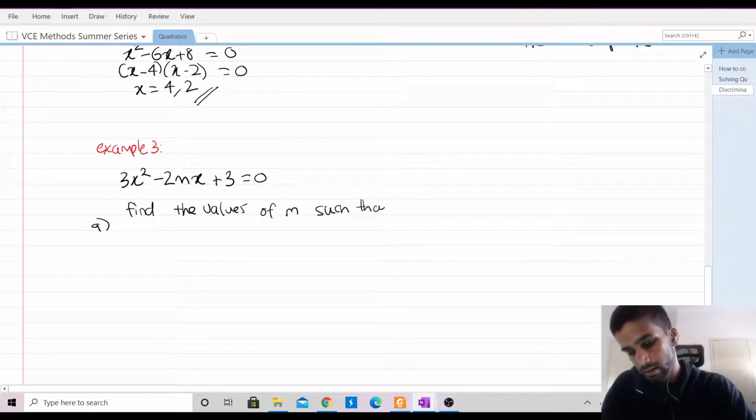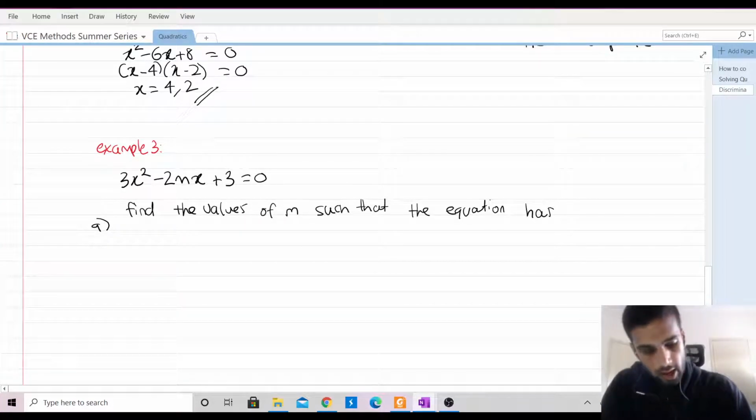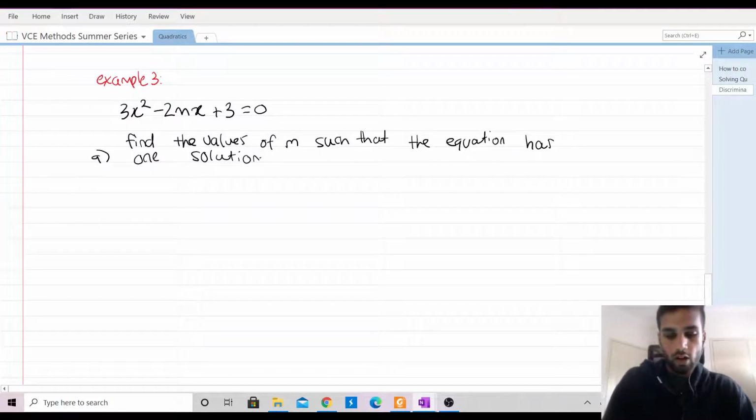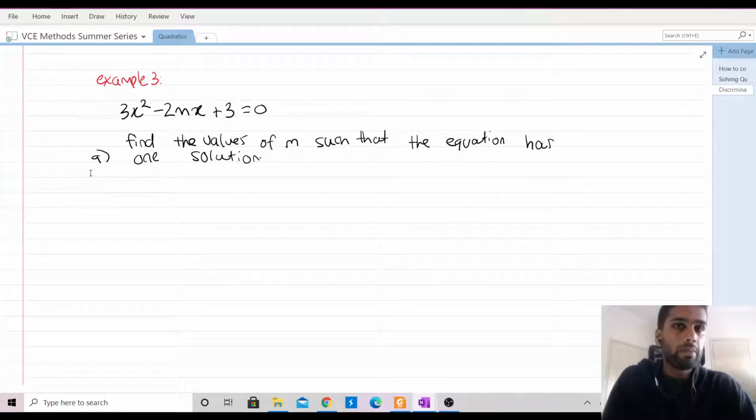such that the equation has, let's go A, one solution. Let's do that one first, and then we'll go through B and C. So, just to explain this first, we want to find the values of m. So m is given in the b term. So if m is 10, would that mean there's two solutions to the equation, or one solution, or 0 solutions, right?